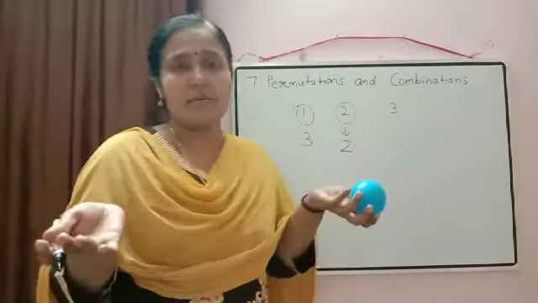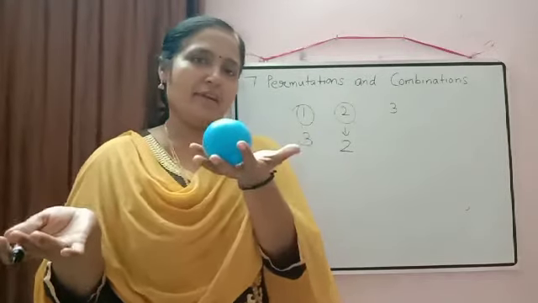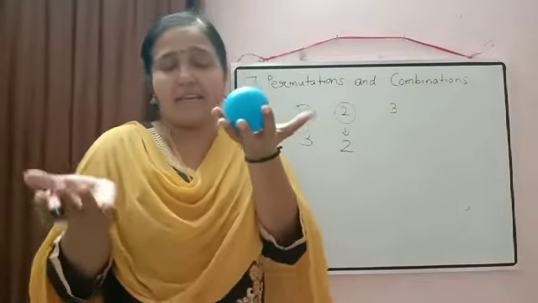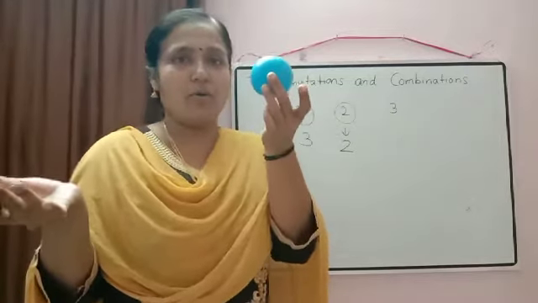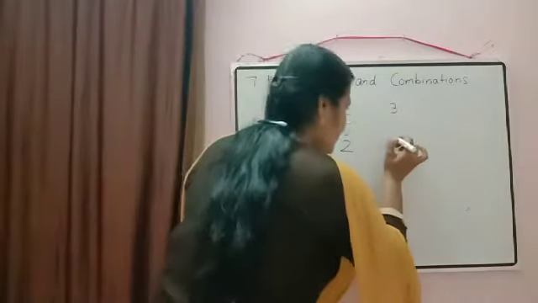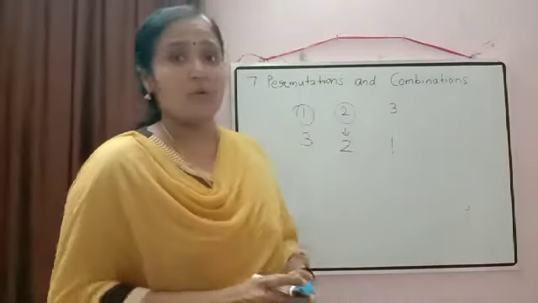And for the third one, poor child, only one option is there. He cannot make any selection also. He has to take this ball only. So, the third one has only one way to select.